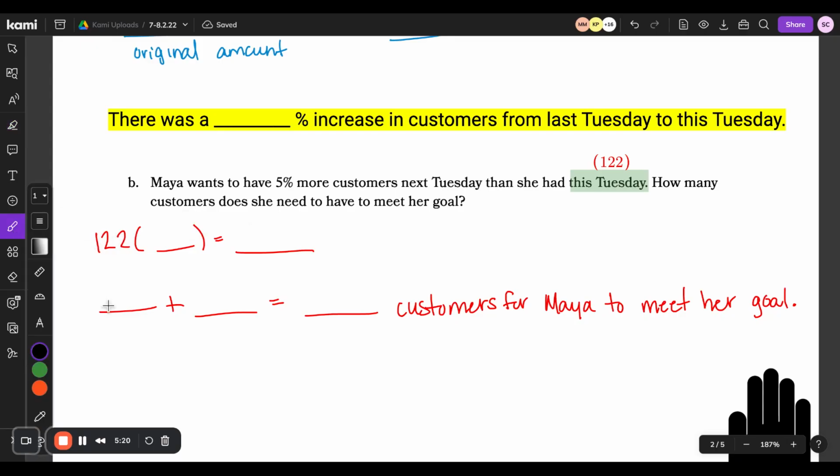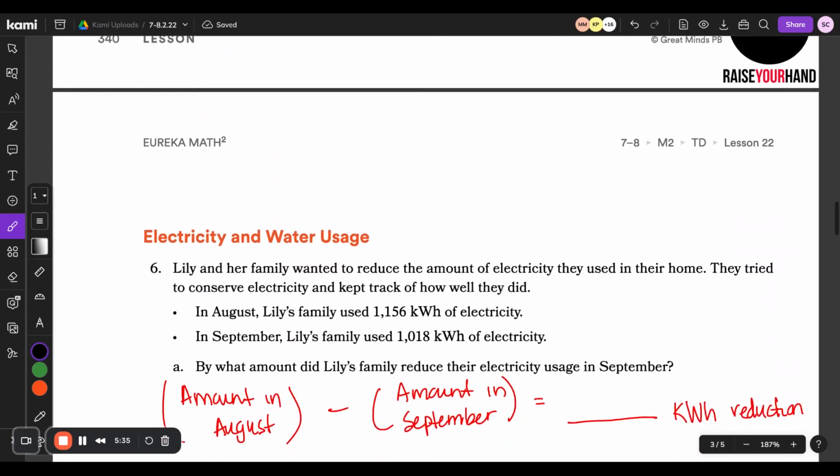And then for this part, you were just going to add the 122 plus the amount that you found here. That's what's going to go here. And then that is equal to this amount here. And this is how many customers Maya wants to have to meet her goal for the next Tuesday.